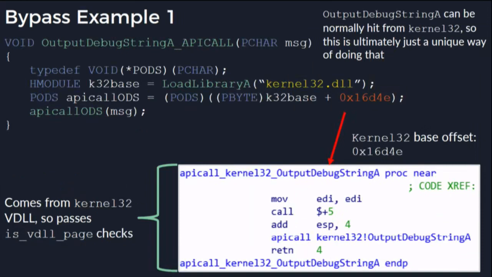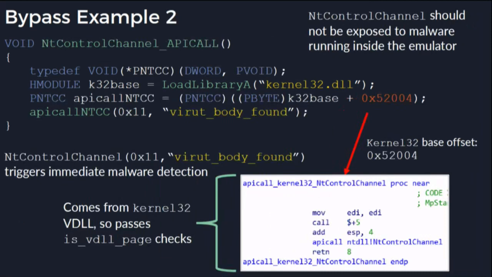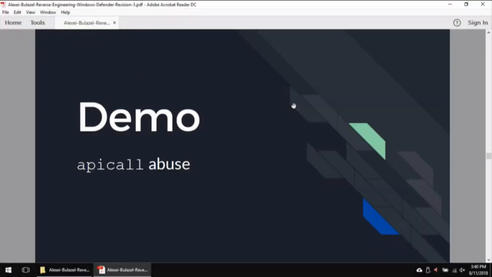So an example of a bypass here, doing something pretty benign, just we're going to hit OutputDebugStringA. So I found in kernel32 the offset of OutputDebugStringA, and I can resolve that address and then treat that as a function pointer and just bounce off this emulation. And when this runs, we hit OutputDebugStringA. Now, more maliciously, we can hit NtControlChannel, again, that internal debug interface left in by the developer, so maybe to debug or administer the engine, and we can set our own heuristics. For example, if we call virate body found, it'll trigger immediate malware detection. So a quick demo of that.